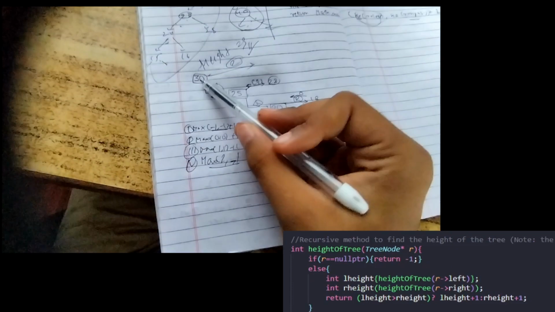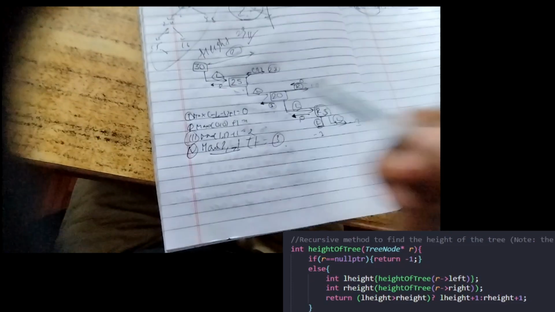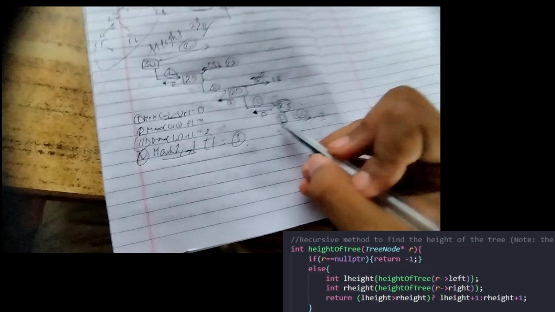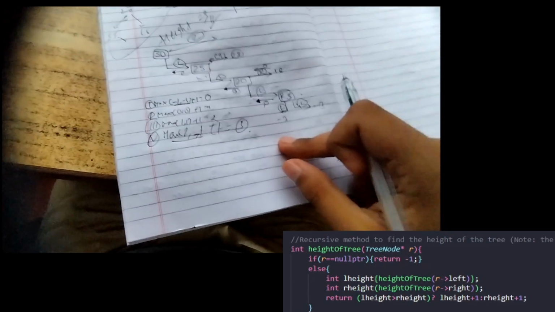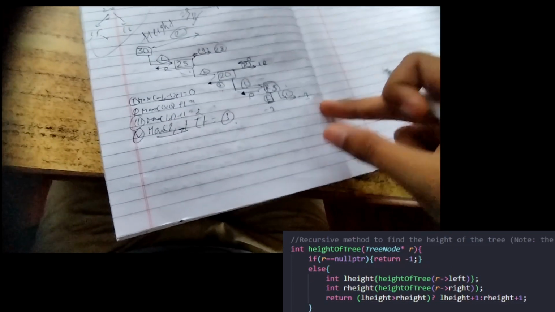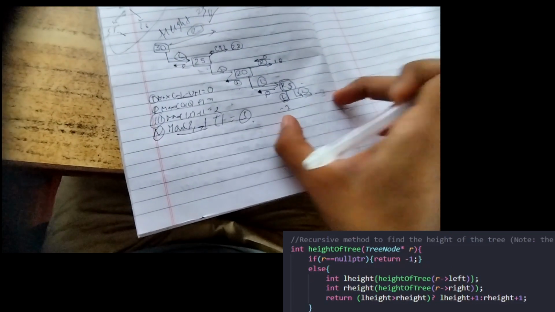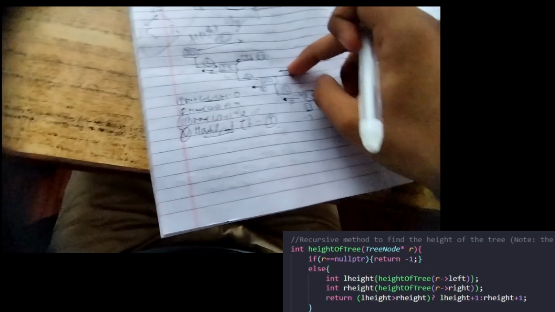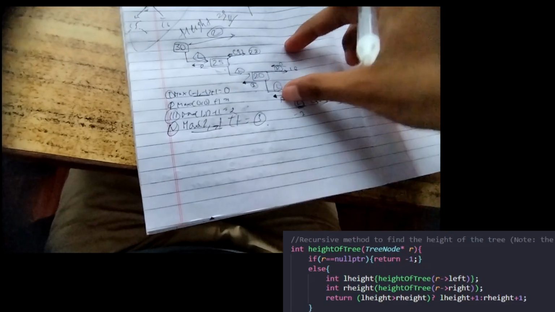So yeah, let's do a quick revision of it. 30, we are going to the left. 25 is fine, we are going to the left. 20 is fine, we are going to the left. 15 is fine, we are going to the left. It's not fine, so it's going to return -1. We are going to the right. Right is also going to return -1. Max of this is -1, plus 1 gives 0. Left we get 0, right we get 0, max of 0 and 0 plus 1.